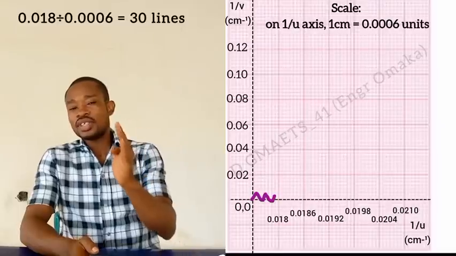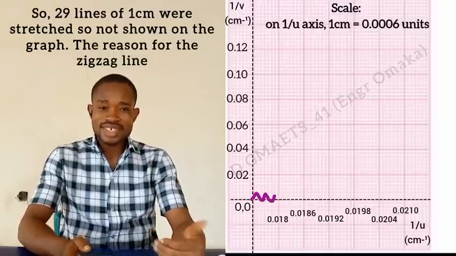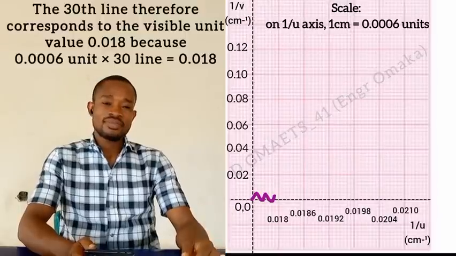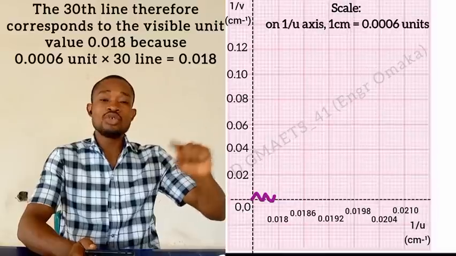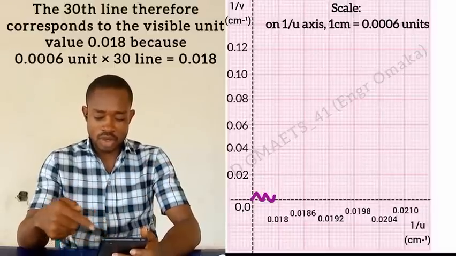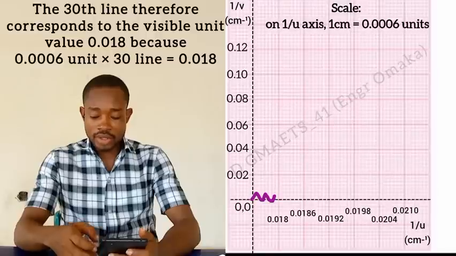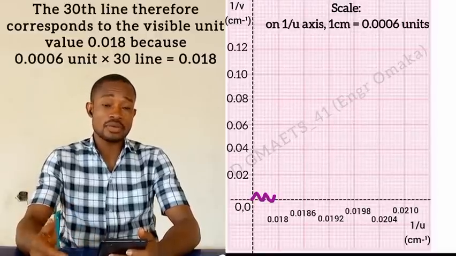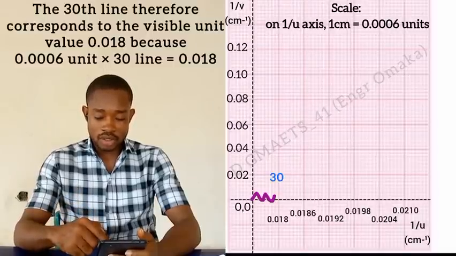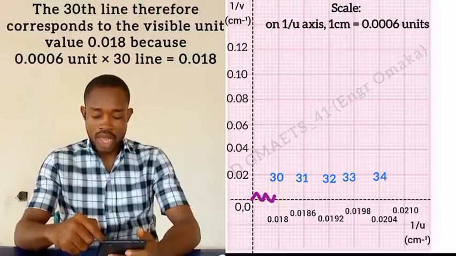Out of the 30 lines, 29 were stretched, so you are not seeing them in the graph. The 30th line is the one that we gave 0.018. The 30th line has 0.018 assigned to it. If you count the vertical lines from that 0.018, remember the 0.018 is the 30th line, going to that unit that I wrote, 0.0210, you will notice that you have the following number of lines. Remember the 0.018 is line number 30, so we move on: 31 for 0.0186, 32 for 0.0192, we move on 33, 34, and then 35 for 0.0210.